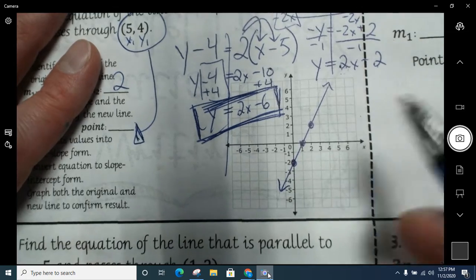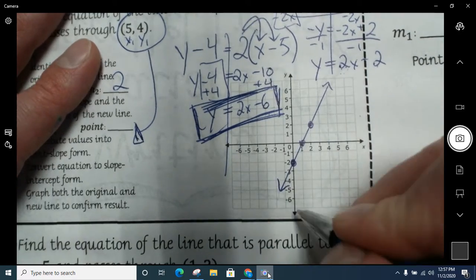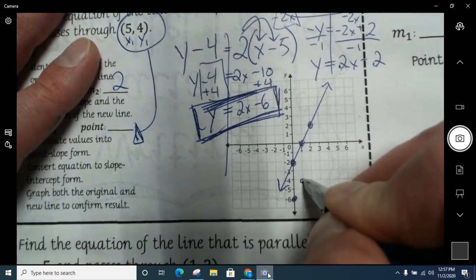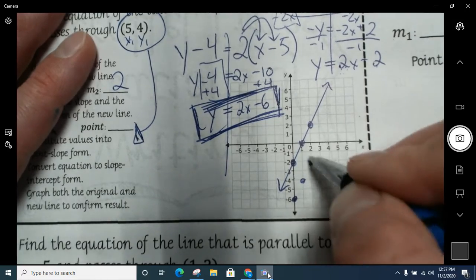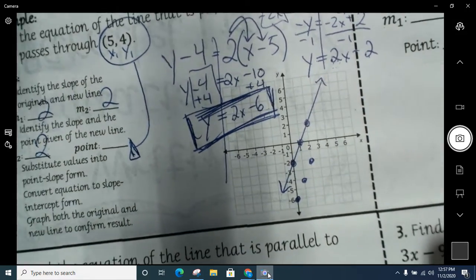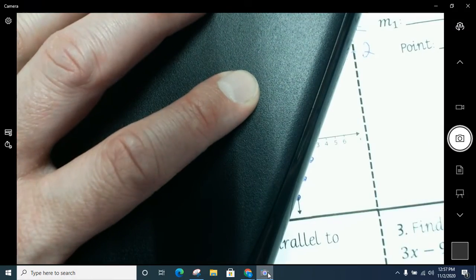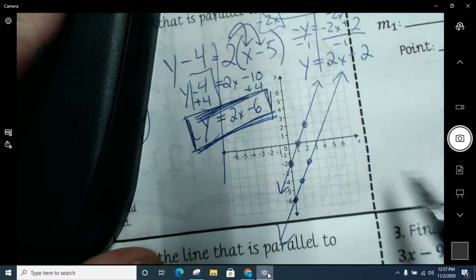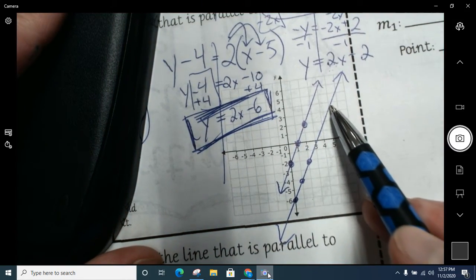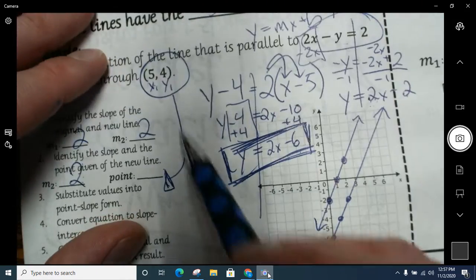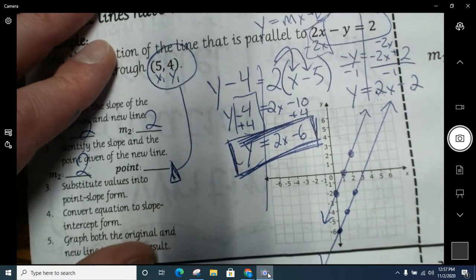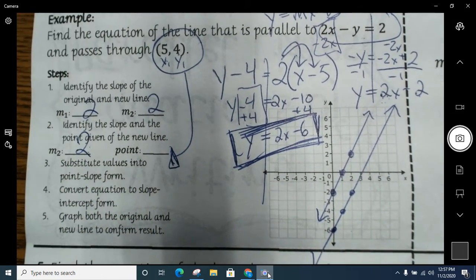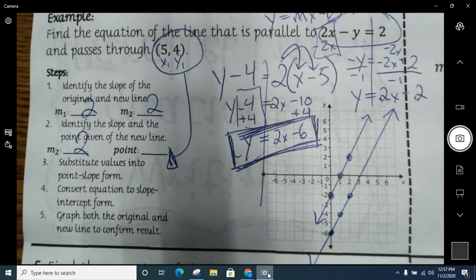And if I plot the points here, my y-intercept is negative 6, up 2 over 1, up 2 over 1. We can see that these lines will never cross. They are parallel. And there we go. And it should go through 5, 4, pretty close, as that's the point that we wanted it to go through. Obviously, I could have a little bit of an error here, not using an exact ruler, and I'm using pens and so on and so forth.